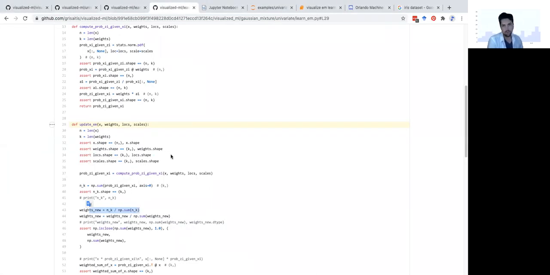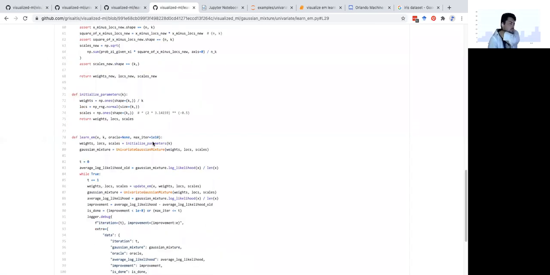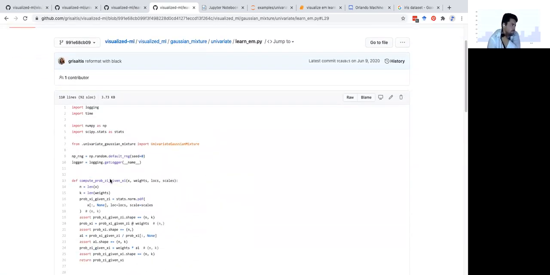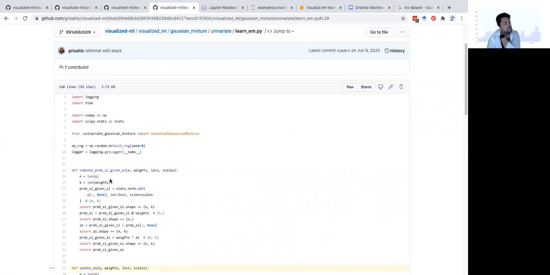So that's how this algorithm works. I'm also doing all this in NumPy. Maybe we'll just pause there for a moment. Does anyone have any questions based on this? And also let me see the comments section.